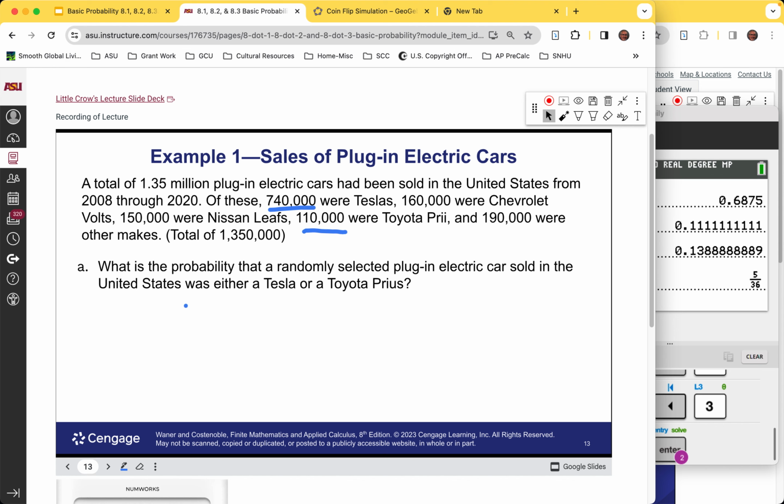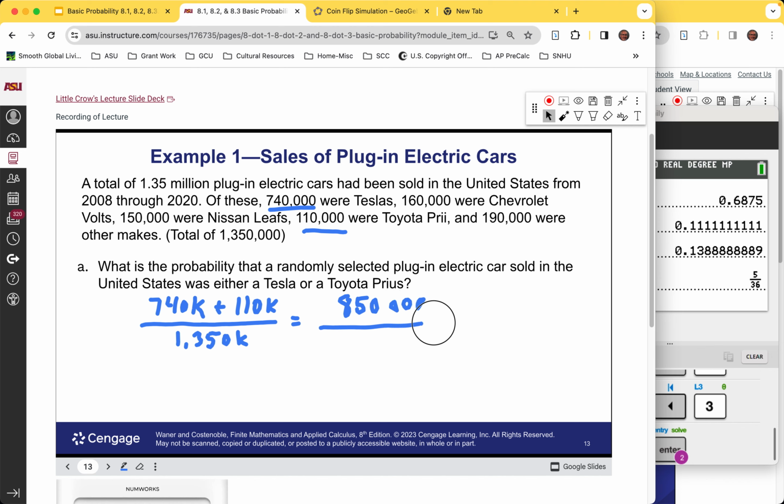110,000. So it's just going to be 740, I'm just going to put K, plus 110K divided by 1,350K. So that's 850,000 over 1,300,000.